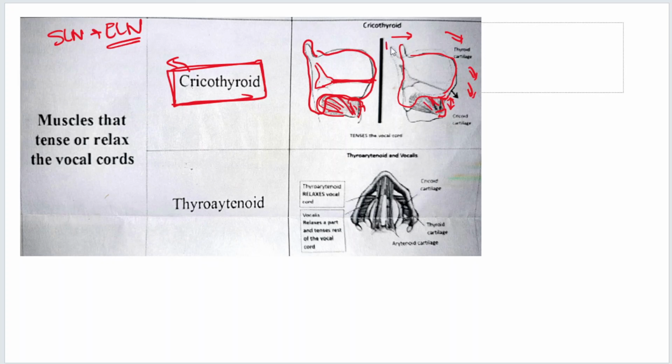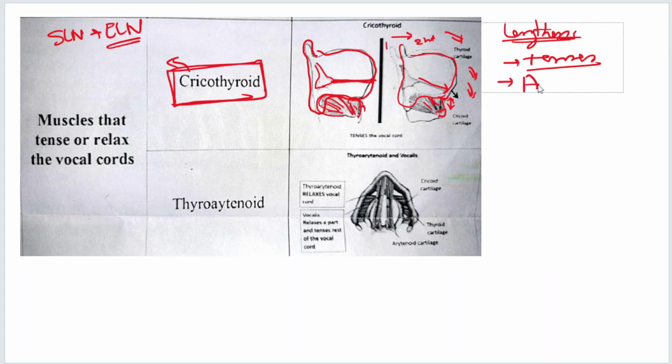So this was the initial position. Now this is the final position of the thyroid cartilage. So it is moving away. So what happens to the vocal cord? The vocal cord moves away. It lengthens, L-E-N-G-T-H-E-N, lengthens the vocal cord, thereby tenses the vocal cord. When you pull something away from each other, it tenses. So this is a muscle which tenses the vocal cord.